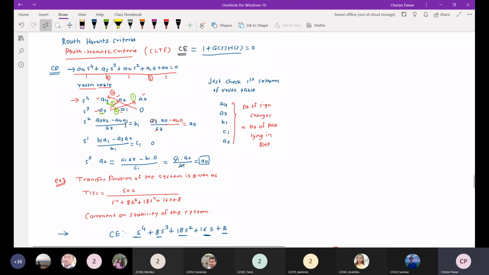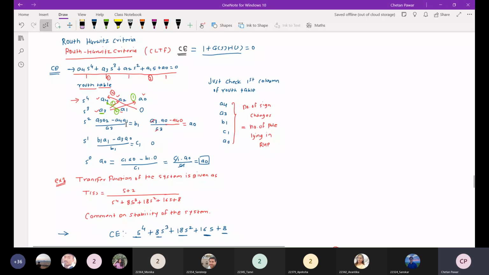Okay, so this way we have formed the elements of this row. A similar procedure can be applied to find the elements of the next row. To find the elements of the next row, what do we need to consider? We need to consider the elements of the previous two rows, and do the calculation with those.